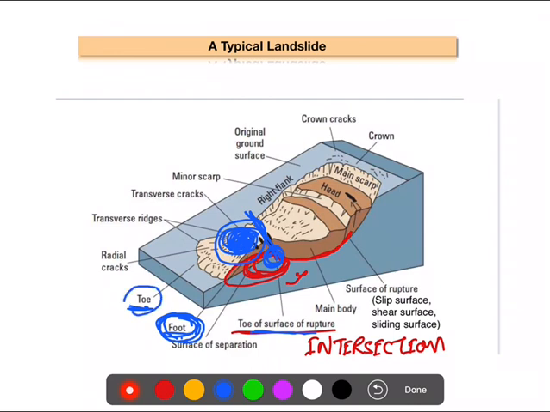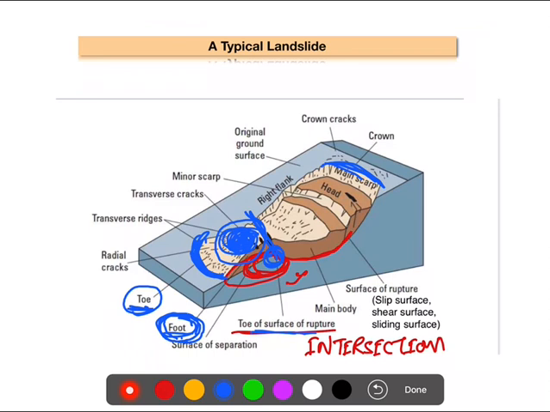And what is the toe of a landslide? It is the lower, usually curved margin of the displaced material of a landslide. It is the most distant from the main scarp, so the toe is the last point. Generally it is curved. These are the main parts of a landslide.